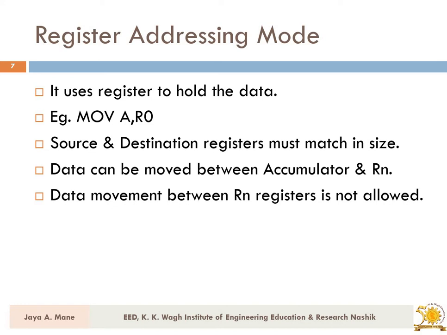Alright. So here you can move data either from A to R0, or from R0 to A. Movement can be there between the accumulator and Rn, the R0 to R7 registers. It cannot be among Rn registers. Just remember this thing. Otherwise, that instruction becomes invalid, and that would not be accepted by the 8051 microcontroller. So that condition we have to take care of. So this is your register addressing mode.